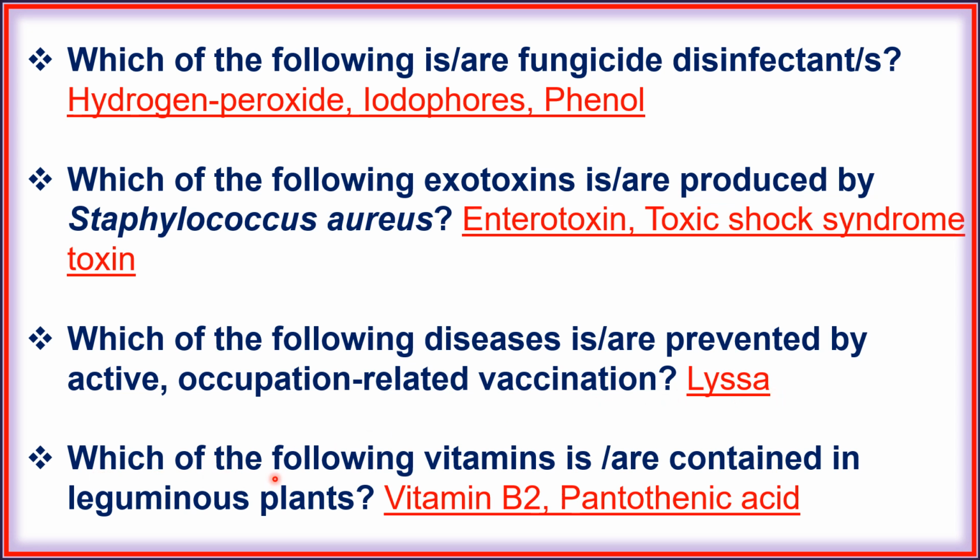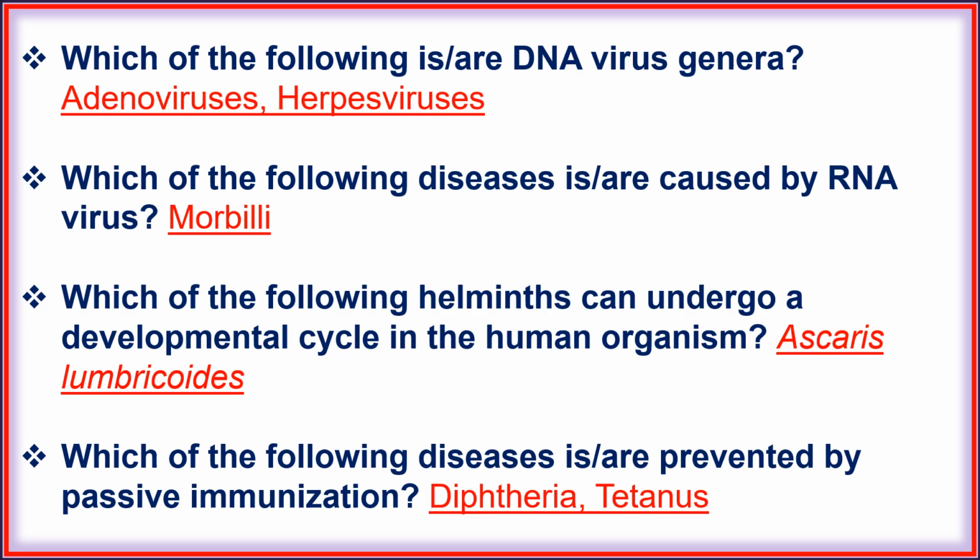Next, which of the following vitamins are contained in leguminous plants? Vitamin B2 and pantothenic acid. Next, which of the following are DNA virus genera? Adenoviruses and herpesvirus. Next, which of the following are caused by RNA virus? Morbilli.